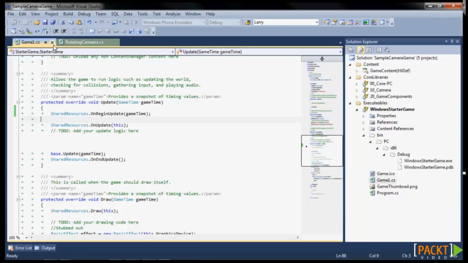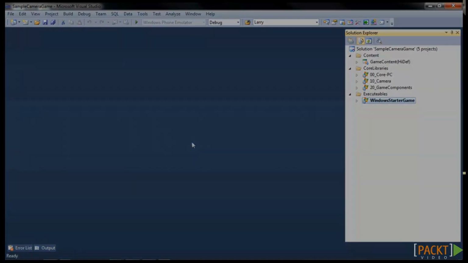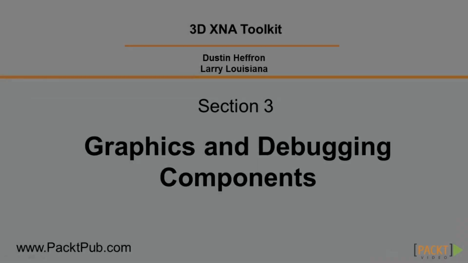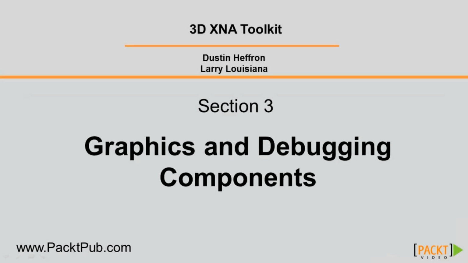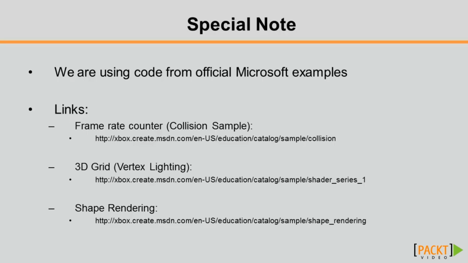So that concludes this section. Hello and welcome back. In Section 3, we'll look at some tools that will make our lives easier during development. We'll look at integrating a frame rate counter, 3D grid, 3D primitives such as boxes and frustums, gimbals, and some other useful concepts into our codebase. But first, we should be aware that most of the tools will be adapted from Microsoft's official sample code.